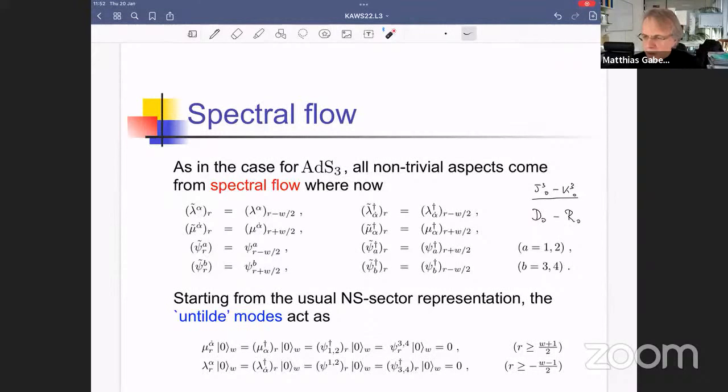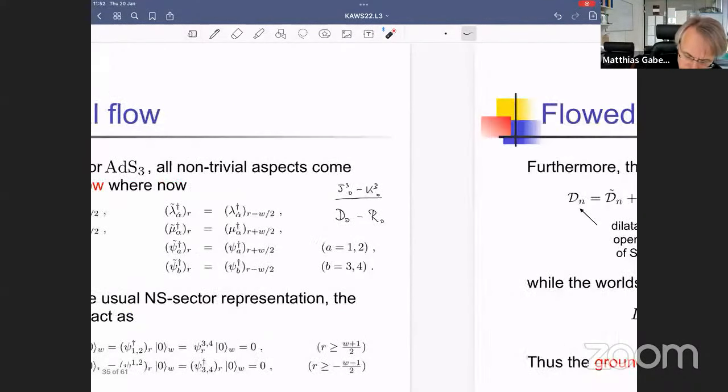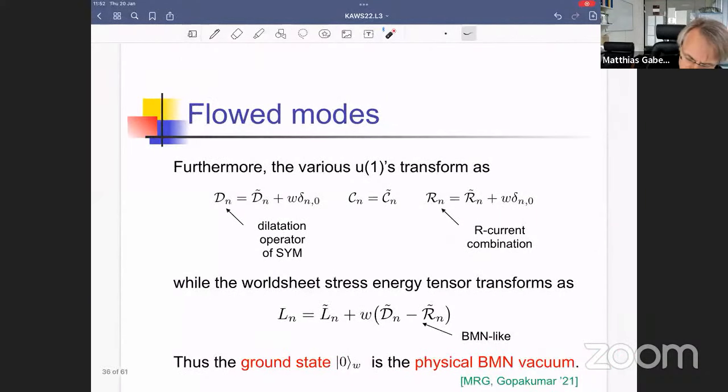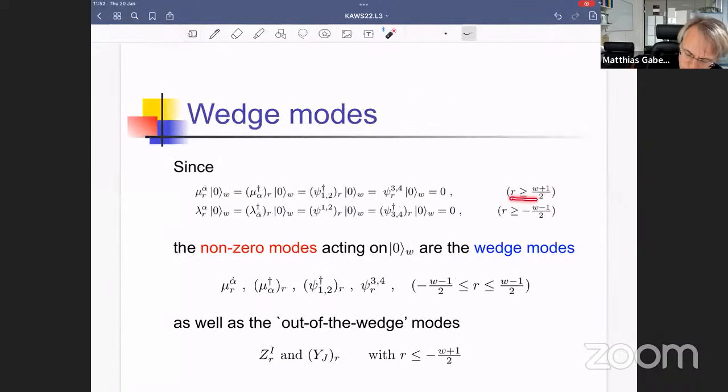And then you can describe these representations as before. They're not going to be highest weight. Here, it's somewhat more convenient to start with the Neveu-Schwarz sector and count everything with respect to it, but that's really not very important. When you do it, what you find is that half the modes kill the ground state when r is greater or equal than w plus 1/2, and half the modes kill the ground state when r is greater or equal than minus w minus 1/2. That's just reflecting the fact that you have spectrally flowed by the amount w.